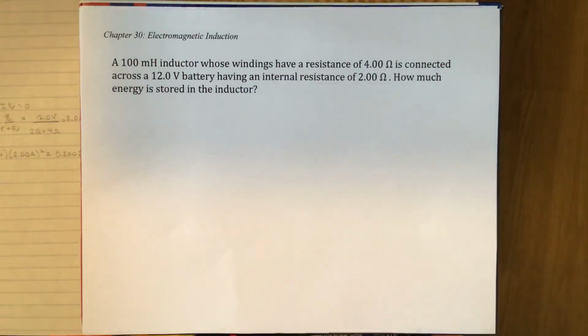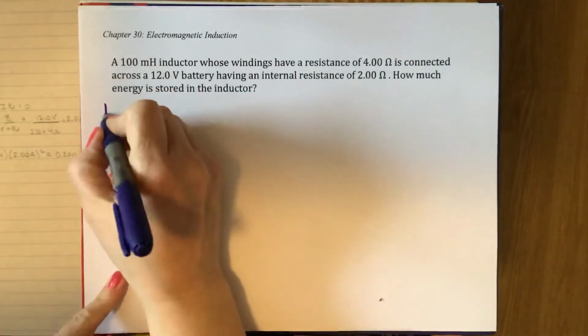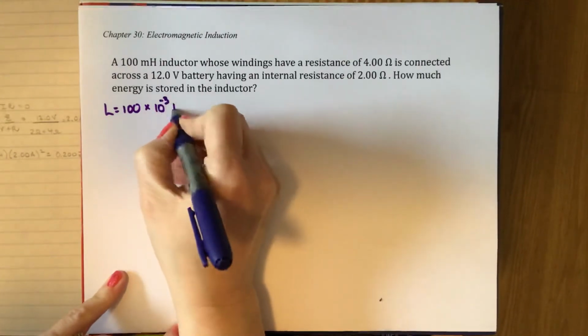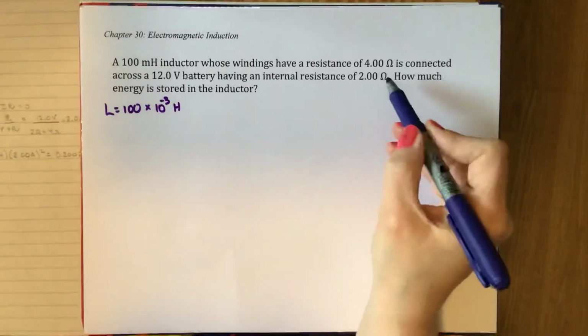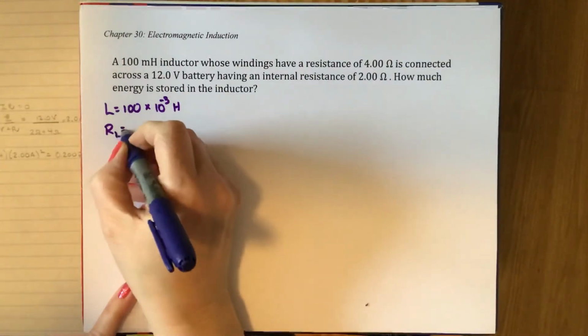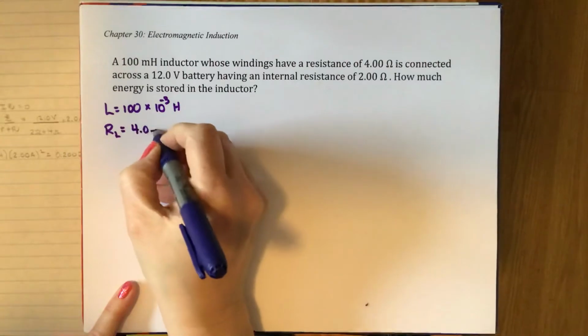So for an energy example, let's consider that we have a 100 millihenry inductor. Let's make a list as we read it. L equals 100 millihenries, times 10 to the minus 3 henries, whose windings have a resistance of 4 ohms. So the resistance associated with that inductor is 4 ohms.